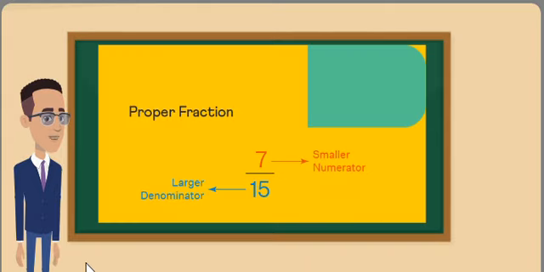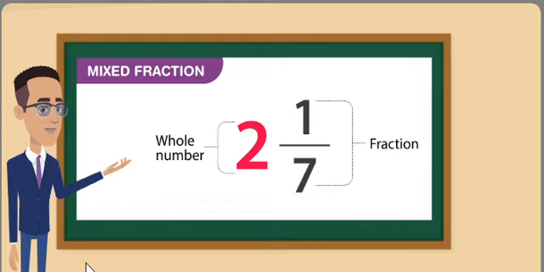Example of proper fraction, 7 by 15. Here 7 is less than 15. Example of mixed fraction. Mixed fraction is whole number plus proper fraction. So 2, 1 by 7.